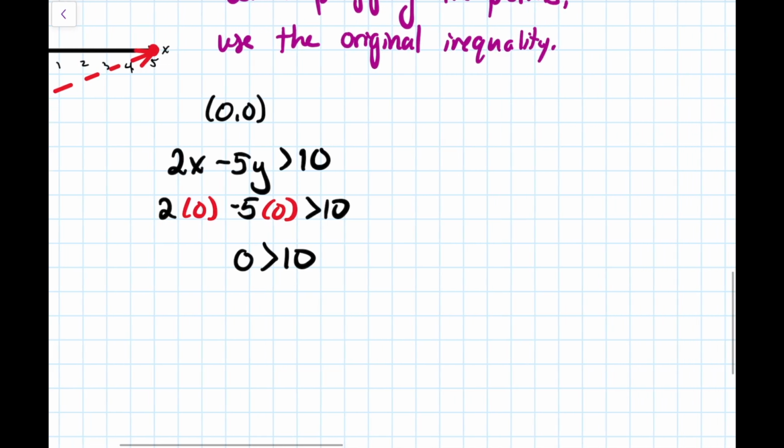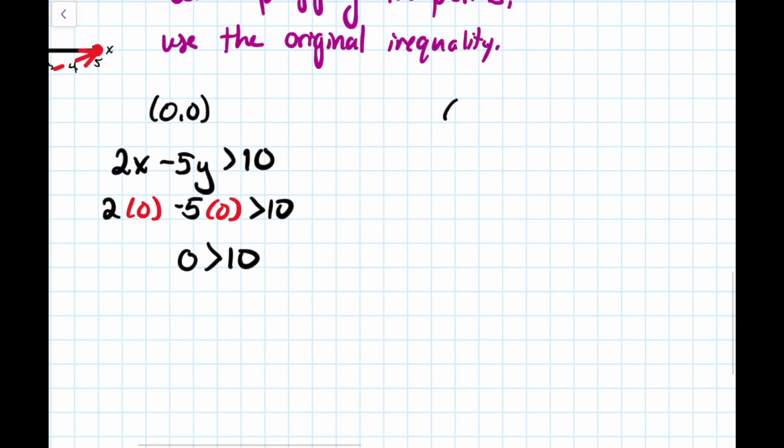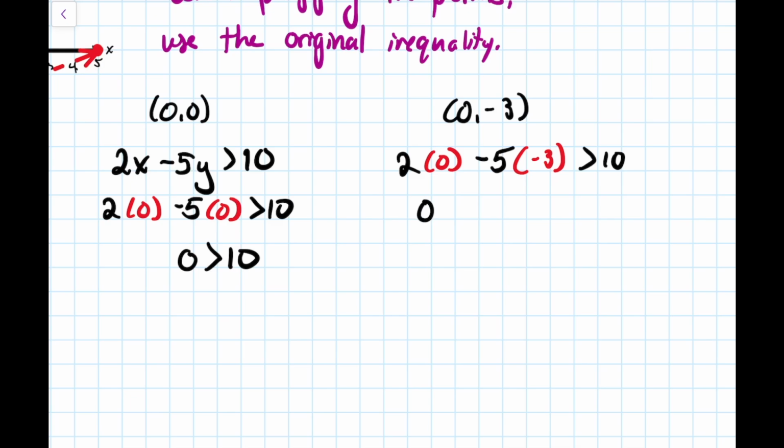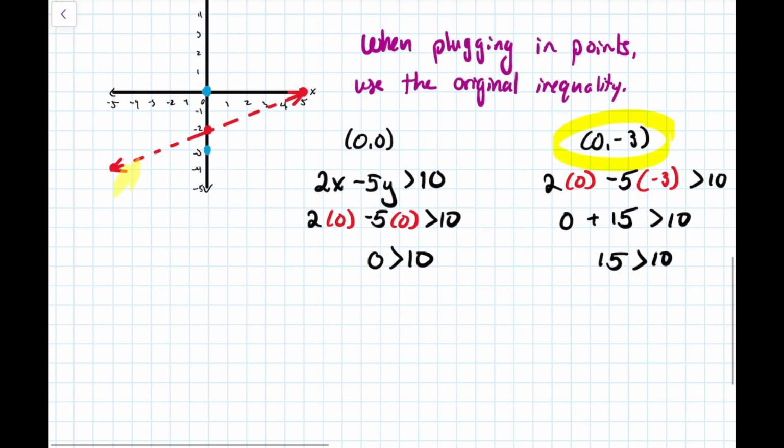If I try (0, negative 3), I get 2 times 0 minus 5 times negative 3 is greater than 10. So that 2 times 0 is going to cancel out. The negative 5 times negative 3 is going to get me plus 15. And so that leaves me with 15 is greater than 10, which it is. So we want to include the part with (0, negative 3). So we're going to shade this bit down here on the bottom.